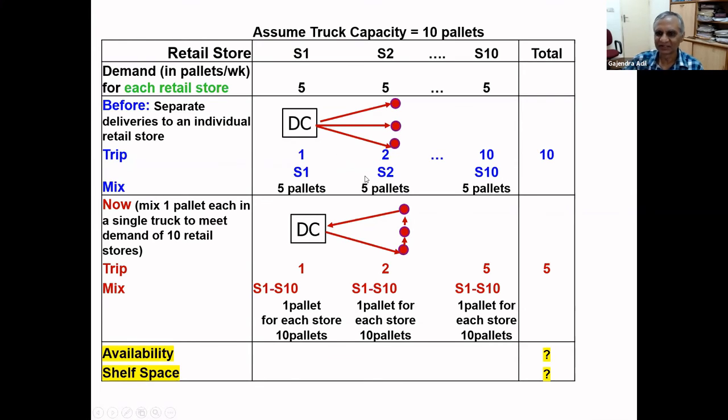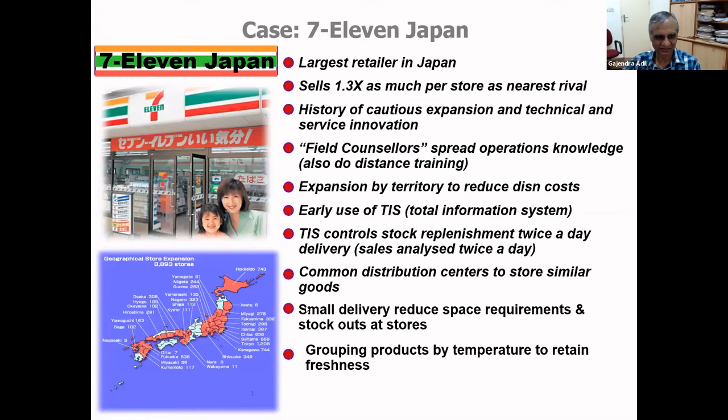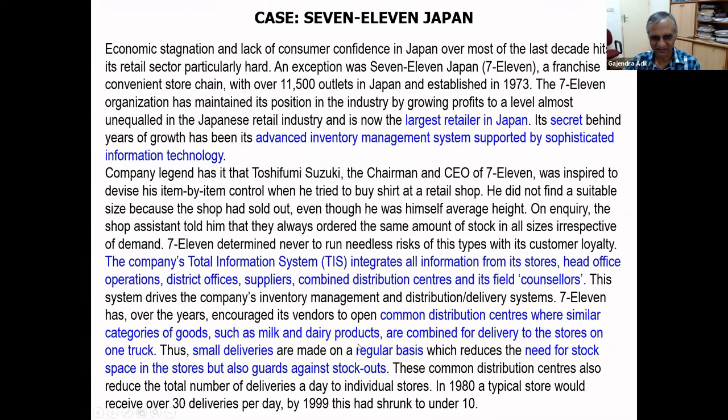But the trips to stores are still one trip per week. Here, there are more trips per week, right? But the truck trips are reduced. And the more frequent visits to a store help your availability and reduce your space requirement. So I hope you see this, because that statement was there, so I thought I would elaborate on it. They only say this here.